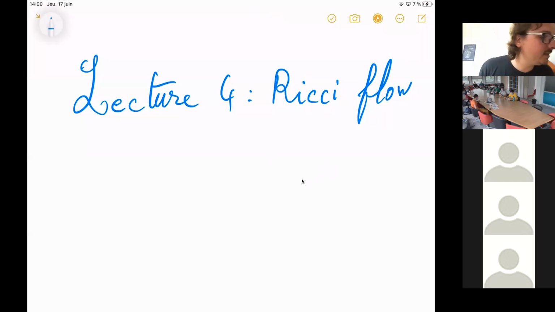So this is a big topic, and quite technical in some parts. So maybe there will be less detailed proofs than in the other lectures, which were not so detailed already, but they will be even more sketchy than in the previous lectures. Okay, so first let's give a definition of what the Ricci flow is.